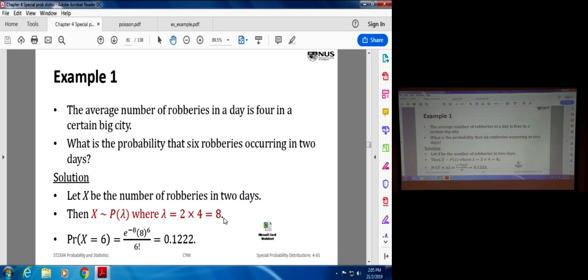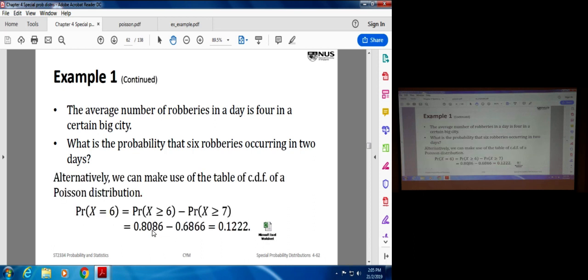Now to answer the question, the probability of 6 robberies in 2 days, we just want to compute the probability that x is equal to 6, which is 8 to the power 6 over 6 factorial times e to the minus 8. That's apparently 0.1222. You can easily do that on a calculator, even these days, it's not a problem, although you can do it on a computer if you like.